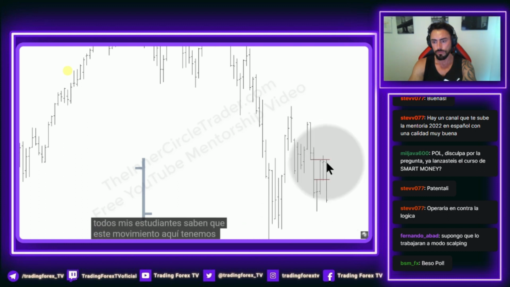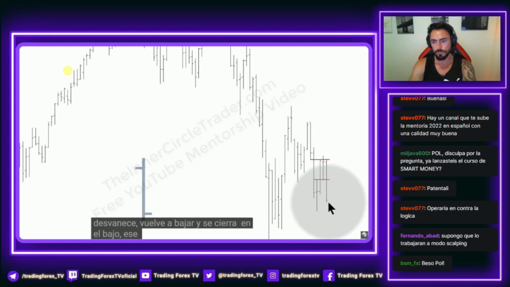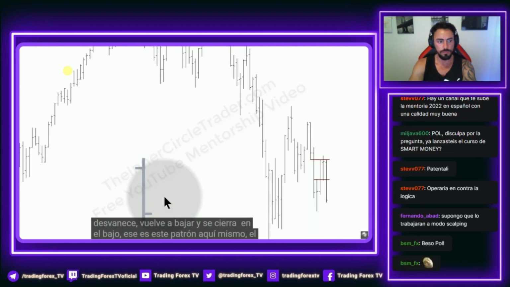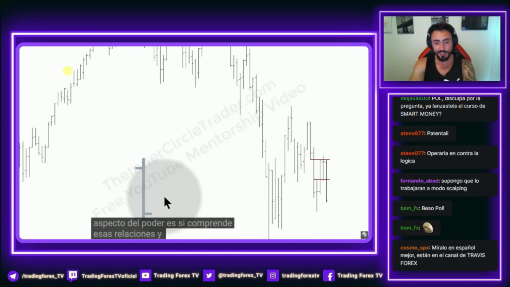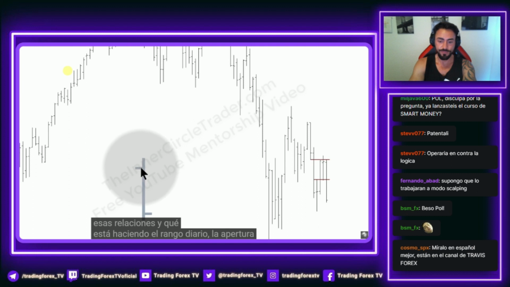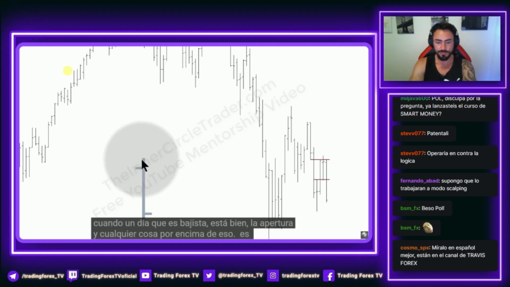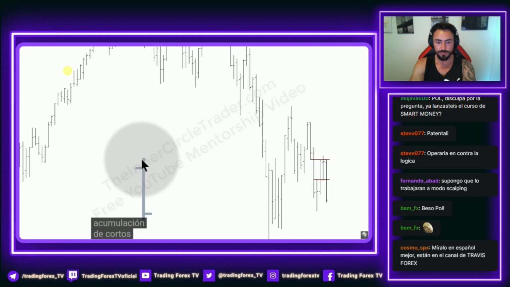This movement here, we have the open, the rally up, fade it, comes back down and closes on the low. That's this pattern right here. Power 3 is accumulation, manipulation, distribution. Okay, that's the three components. The power aspect is, if you understand those relationships on what the daily range is doing, the open, on a day that's bearish, okay, the open and anything above it, that is accumulation of shorts.